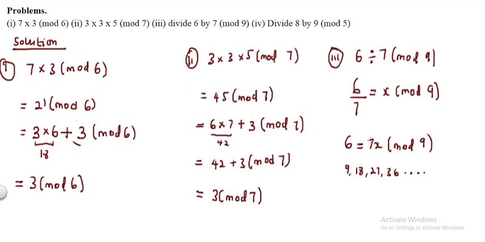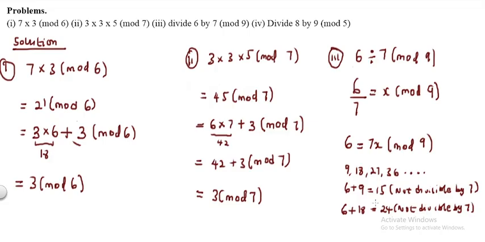So if I add 6 to 9, I'll have 15. Now this number is not divisible by 7. If I add 18 to 6, I have 24. 24 is also not divisible by 7. If I add 6 to 27, I have 33.